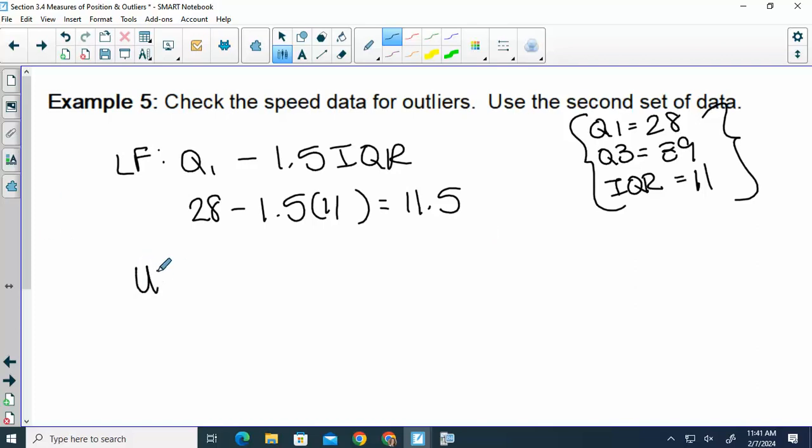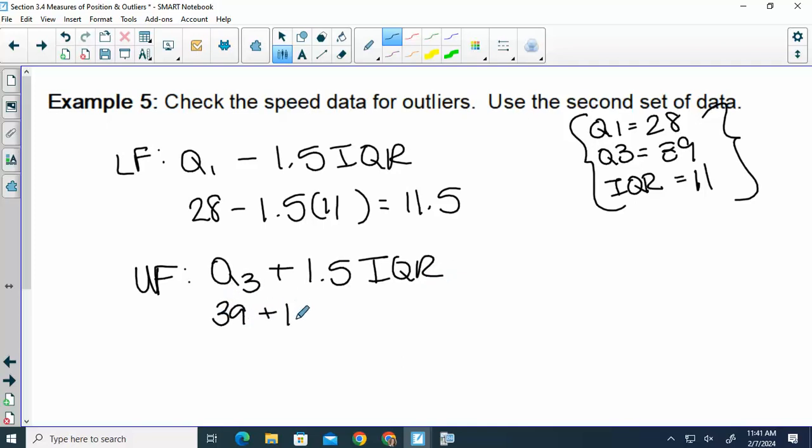The upper fence is quartile 3 plus 1.5 times the IQR. So our third quartile was 39 plus 1.5 times 11. And that one we did 55.5. So do we have any outliers? Was anyone going faster than 55.5 miles per hour? Yes. The car going 100 miles per hour.